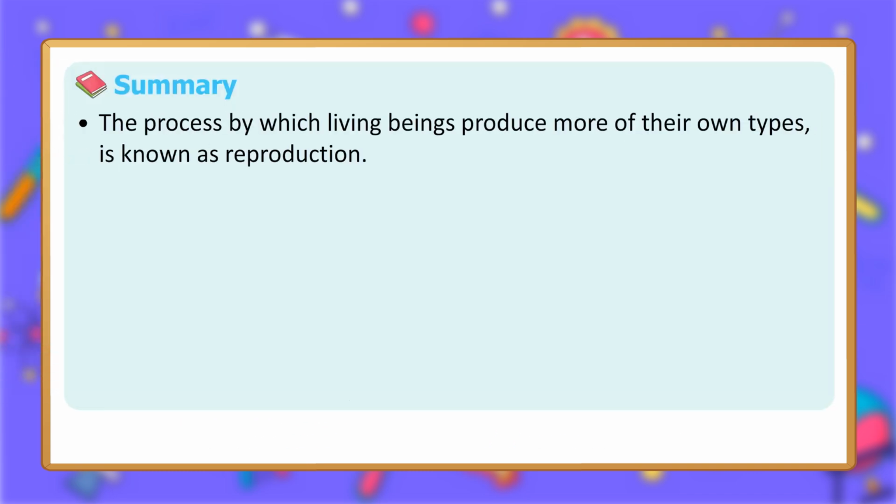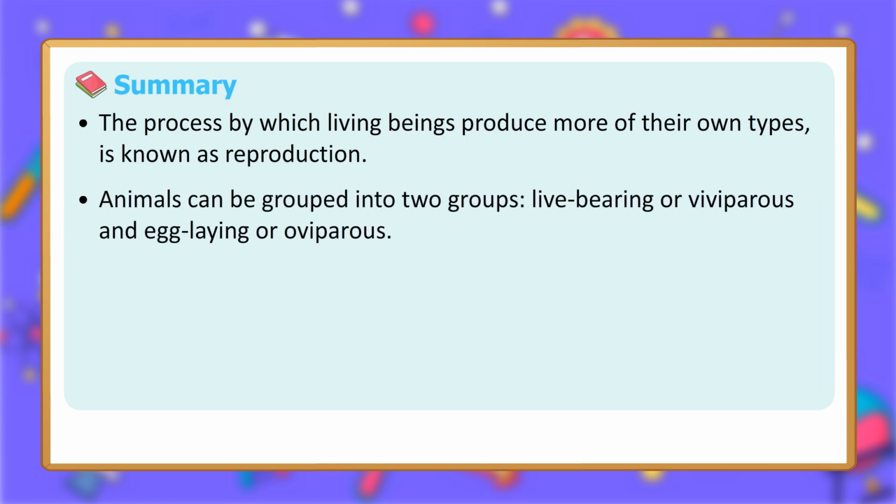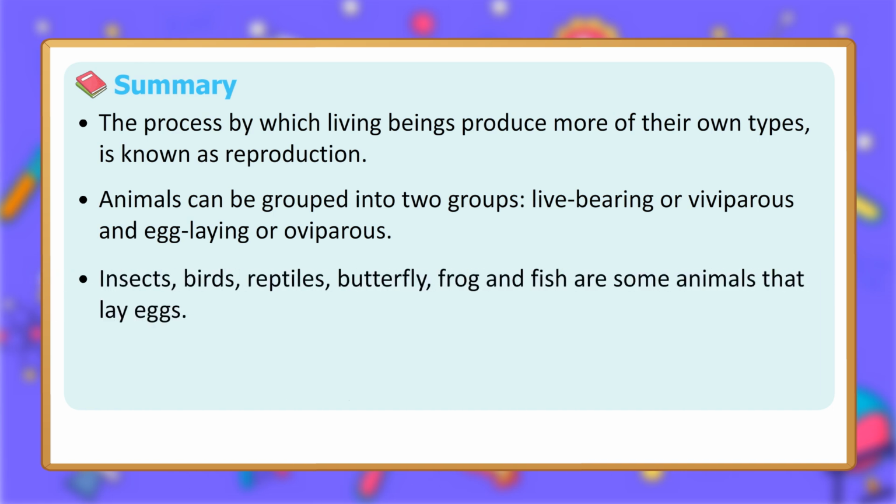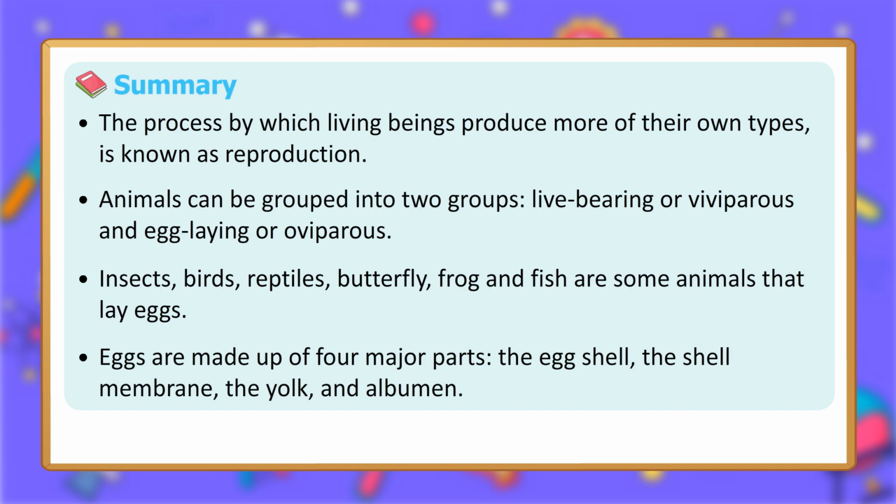Summary. The process by which living beings produce more of their own type is known as reproduction. Animals can be grouped into 2 groups, live-bearing or viviparous and egg-laying or oviparous. Insects, birds, reptiles, butterflies, frogs and fish are some animals that lay eggs. Eggs are made up of 4 major parts: the eggshell, the shell membrane, the yolk, and albumin.